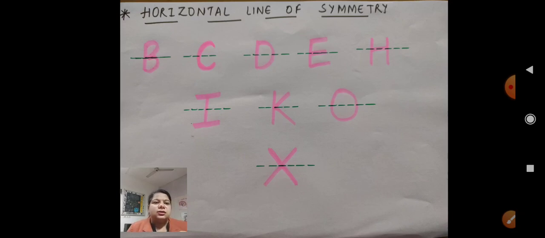Now next we will consider the English alphabets which have a horizontal line of symmetry, right? Again, horizontal line of symmetry means they must have a horizontal line of symmetry; they may or may not have other lines of symmetry. So the English alphabets having a horizontal line of symmetry are B, C, D, E, H, I, K, O and X, right? Again just check, we have included H, I, O and X here also.